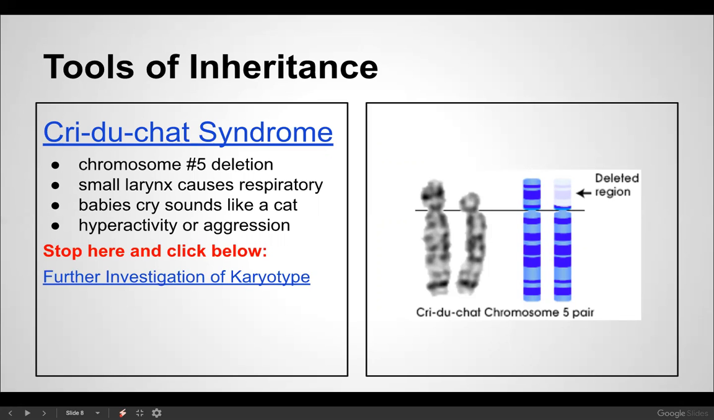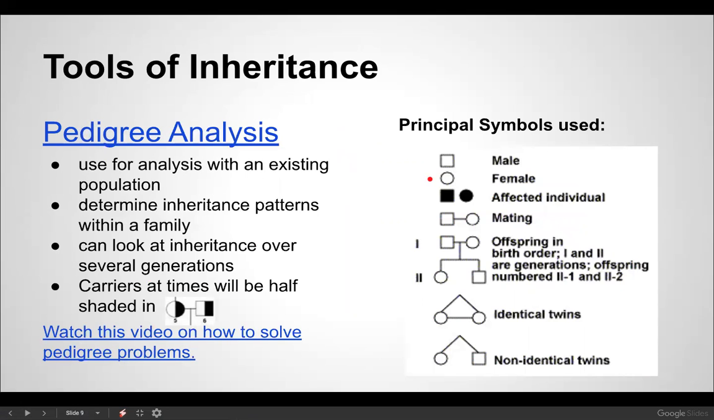Remember we talked about translocation where another piece would be added on. Instead of deleted, another piece is added on, causes problems too. All right, so another type of tool is the pedigree. Pedigrees are used for analysis with existing population, determine inheritance patterns within a family, can look at inheritance over several generations. Carriers at times will be half shaded in.